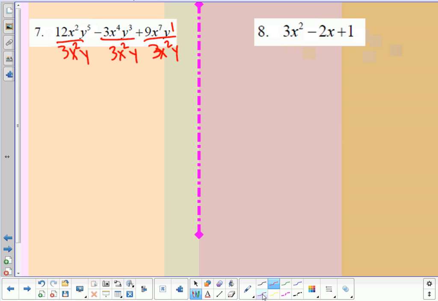So I pull that out front, 3x squared y, that's my GCF. And then I look at what's left.